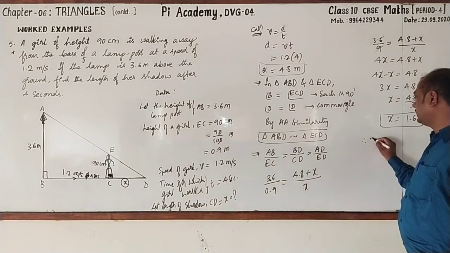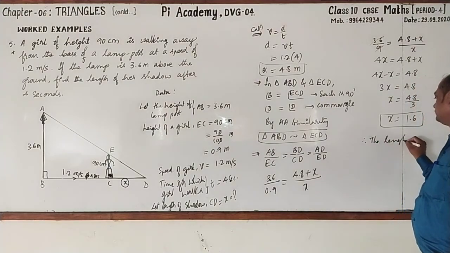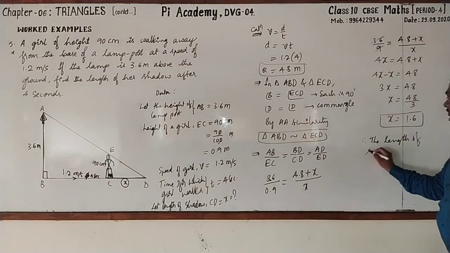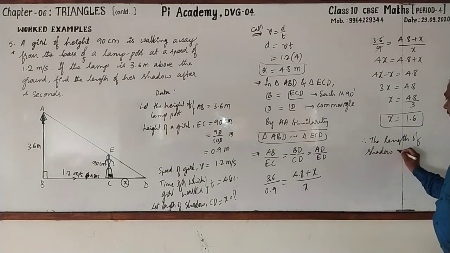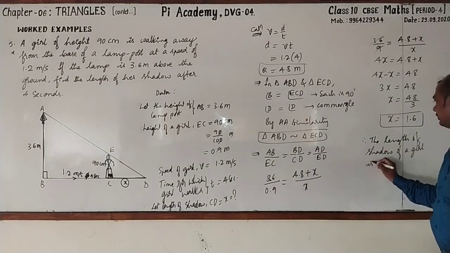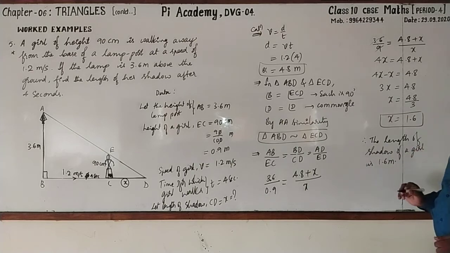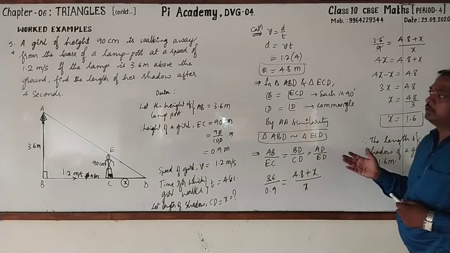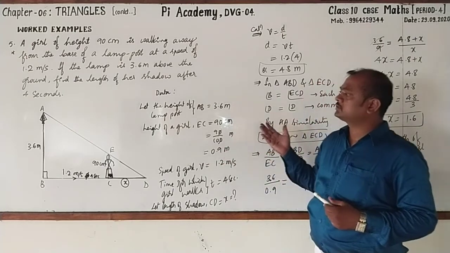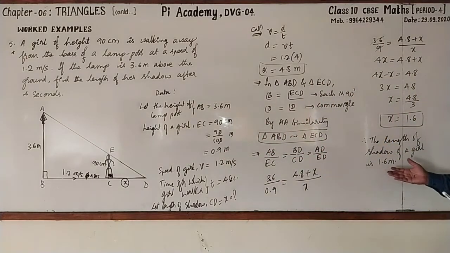So conclusion. Therefore, the length of the shadow of a girl is 1.6 meter. Dear students, it's a very important one. Hope that you have understood, and it can even be given for just 1 mark. Very simple to write for 1 mark.